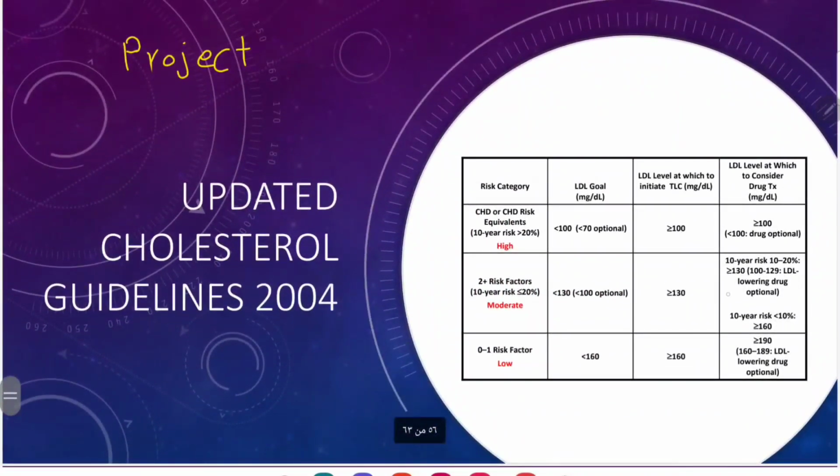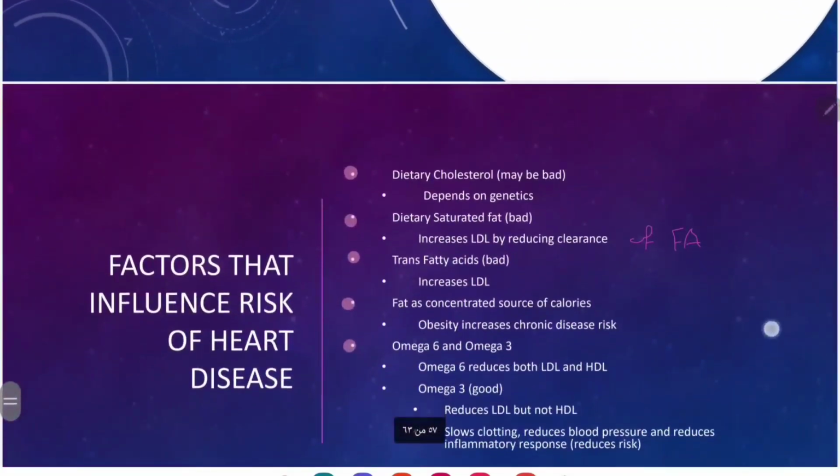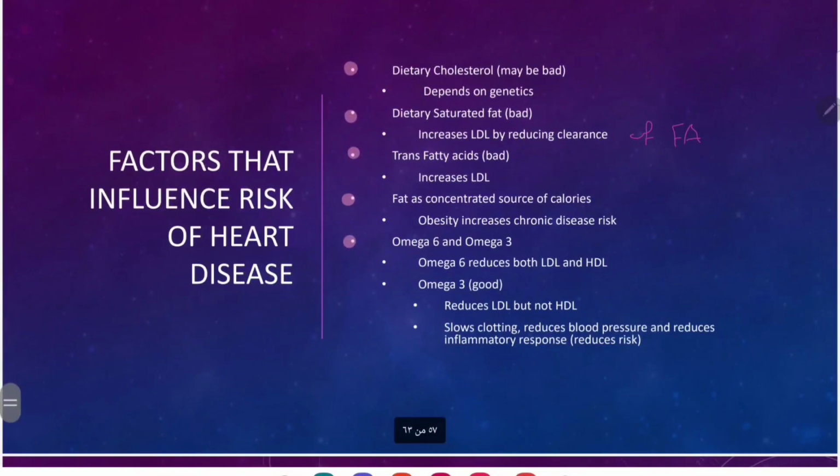Here are the updated cholesterol guidelines. The cholesterol reading ranges need to be in the project. These are the factors that influence risk of heart diseases. First we have dietary cholesterol, which might be bad if it is high, as it will be harmful to the body, and it depends on genetics. Dietary saturated fat is bad if it exceeds its limit, or it increases low density lipoprotein by reducing tolerance of fatty acids.